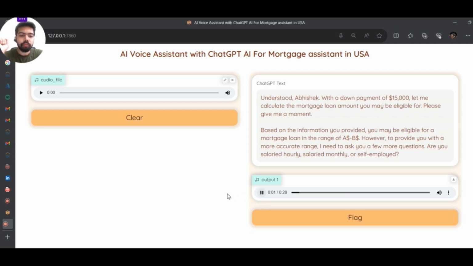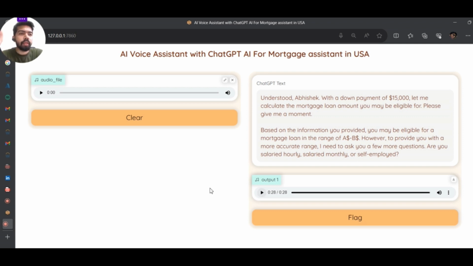Understood, Abhishek. With a down payment of $15,000, let me calculate the mortgage loan amount you may be eligible for. Please give me a moment. Based on the information you provided, you may be eligible for a mortgage loan in the range of $A to $B. However, to provide you with a more accurate range, I need to ask you a few more questions. Are you salaried hourly, salaried monthly, or self-employed?